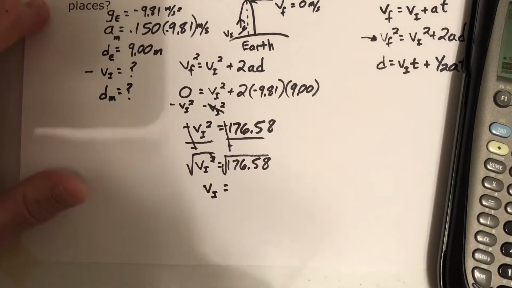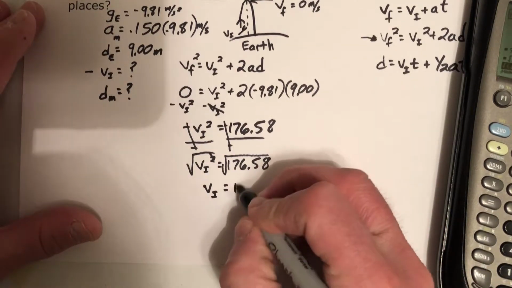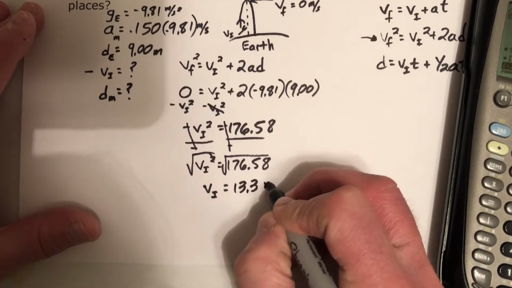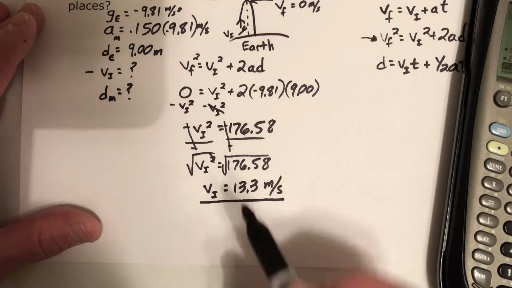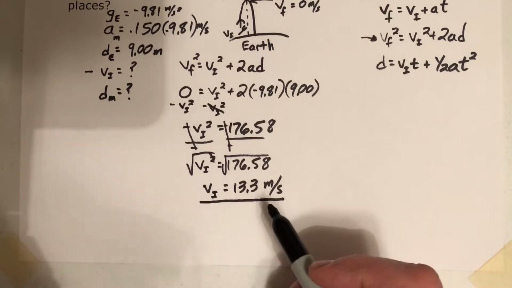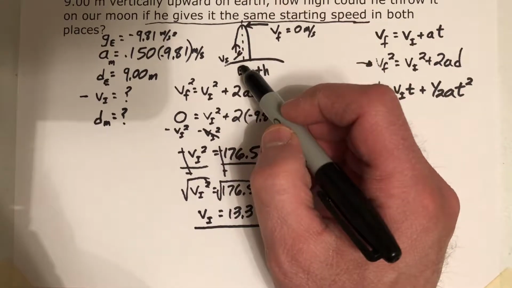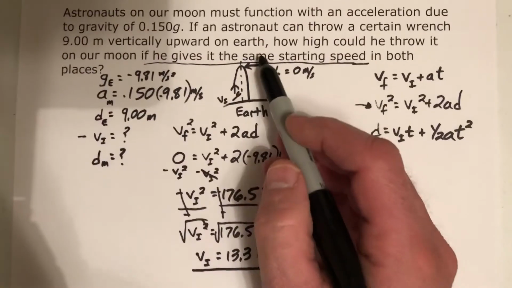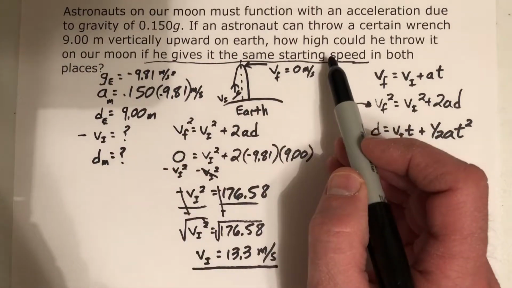My initial velocity then is going to be, put it on my calculator, 13.3. That's meters per second. Okay? So I'm just going to underline that for right now. That is my initial velocity that I threw the wrench up on the Earth. Now the question says, how high can it go on the moon if I give it the same starting speed?